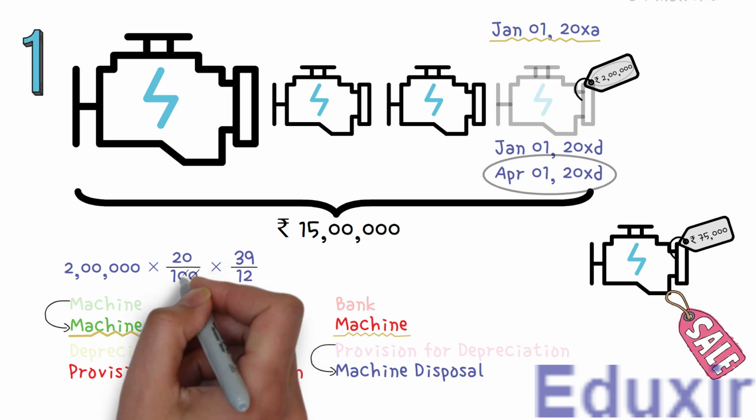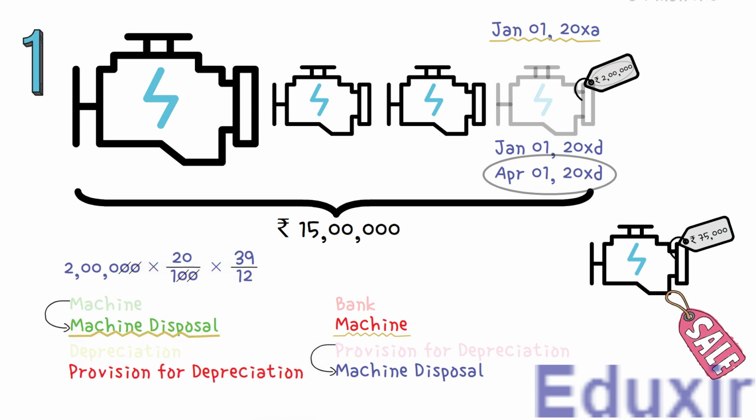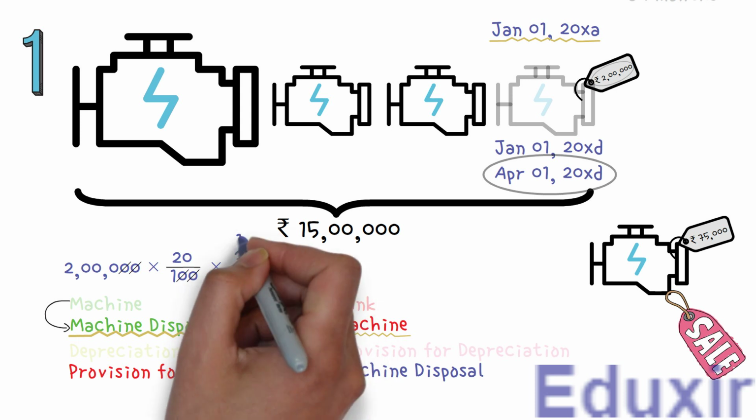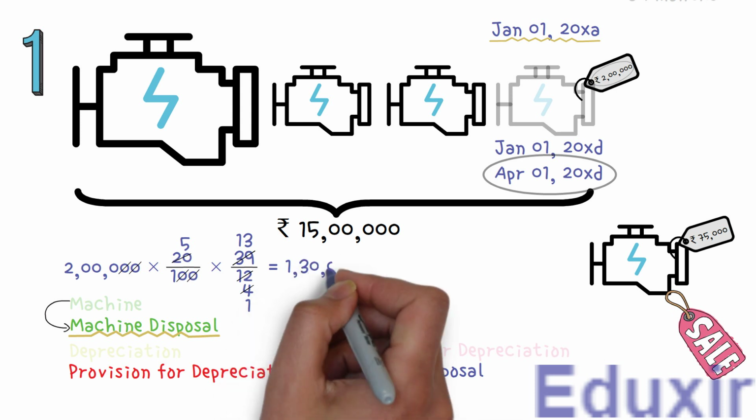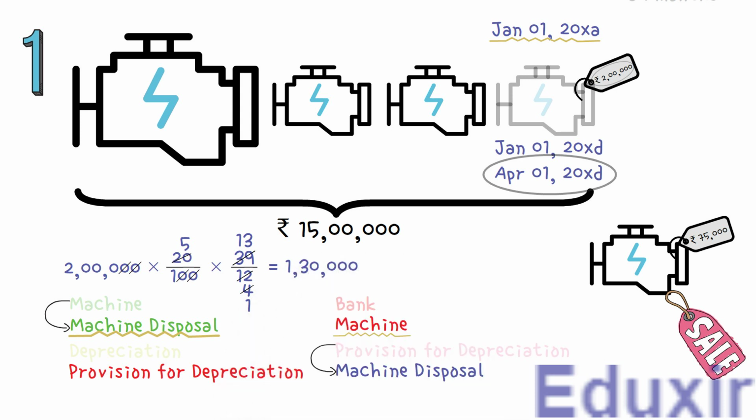Let's cancel 2 zeros in 100 for the 2 zeros in 2 lakh rupees. Now cancelling with 3: 13 3s are, 3 4s are. Now cancelling again with 4: 1 4 is, 4 5s are. Multiplying all the remaining values, we get 1,30,000 rupees, which represents the depreciation for 39 months. Now we have to transfer all these 39 months depreciation to the machine disposal account. To summarize, we have to debit the provision for depreciation account with 1,30,000 rupees and credit the machine disposal account with 1,30,000 rupees. Let's now post these entries into the corresponding ledger accounts.